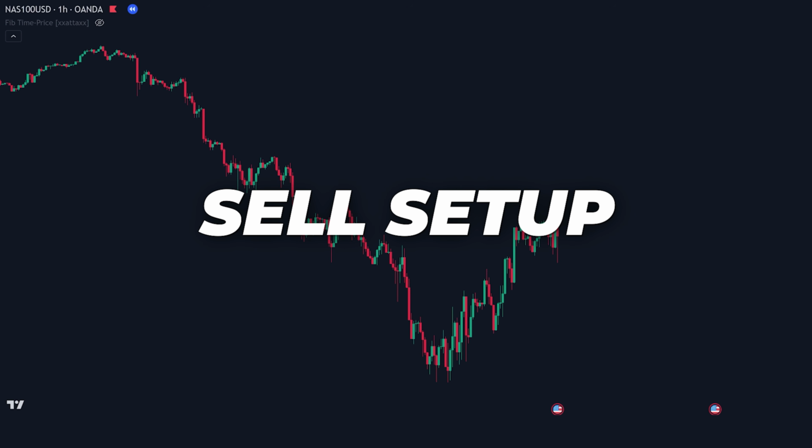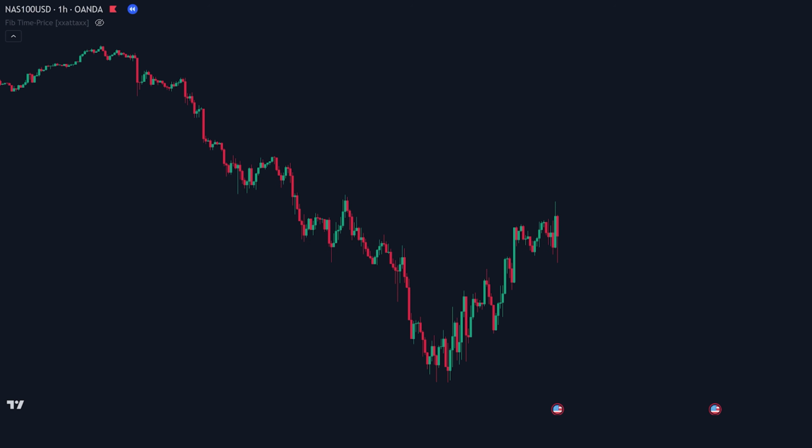Let's analyze this sell trade setup. First, confirm the trend. In this case, the trend is clearly bearish, as indicated by the series of lower highs and lower lows. This sets the foundation for a potential sell opportunity. Once you see a retracement in the price, adjust the indicators point A and point B manually to the swing high and the swing low.